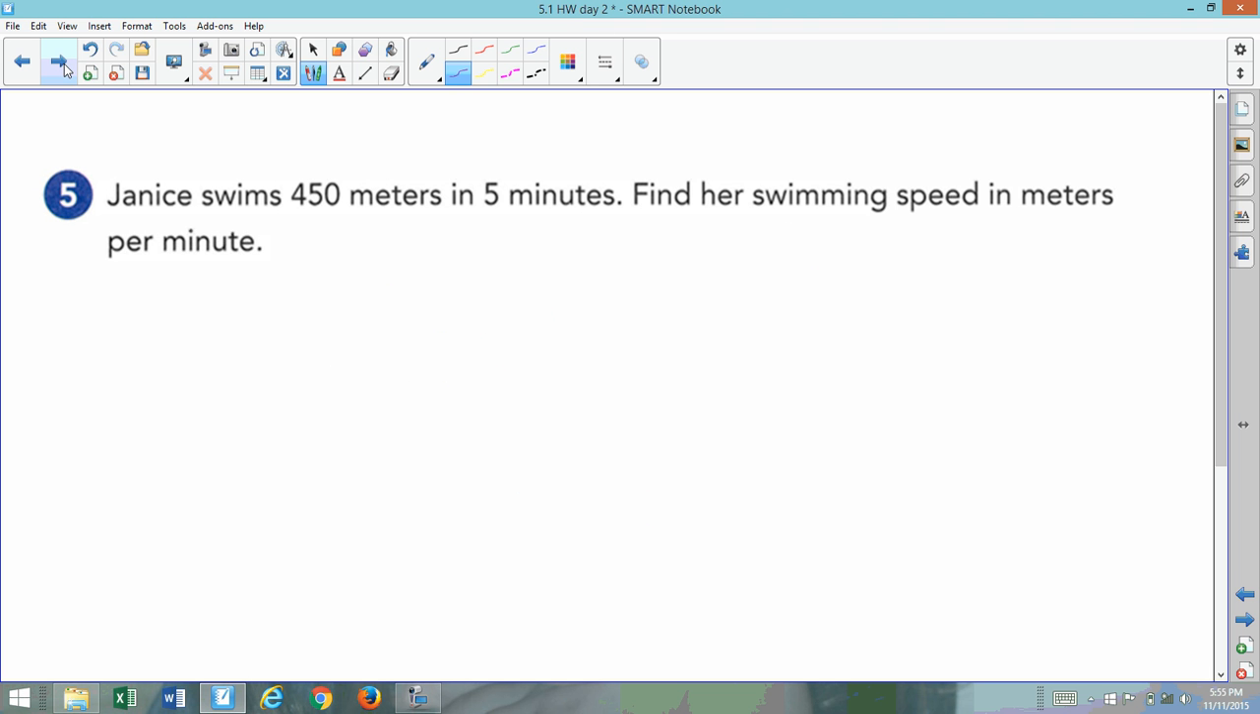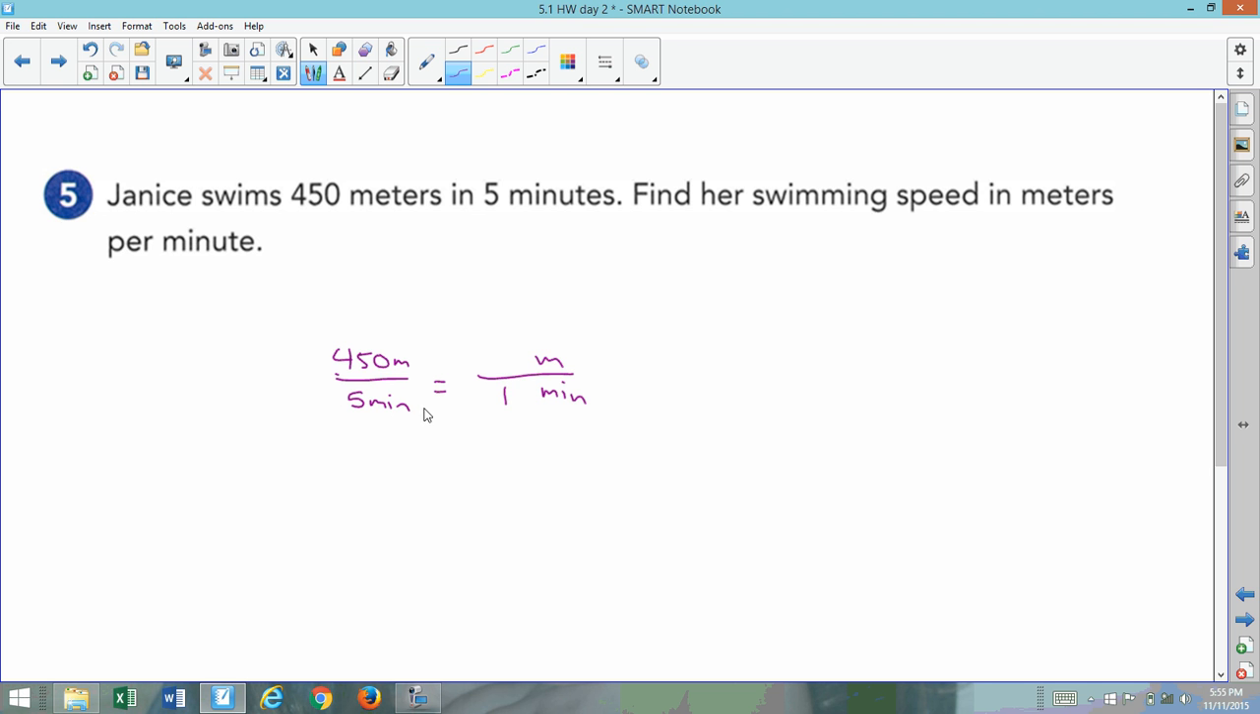Next question. Janice swims 450 meters in 5 minutes. Find her swimming speed in meters per minute. So we do 450 meters per 5 minutes. We know that we have to keep our labels the same. So automatically rewrite your labels. And we're trying to do 1 minute.